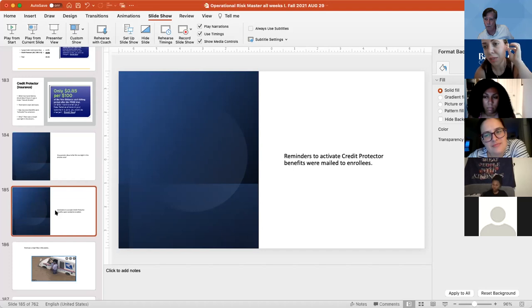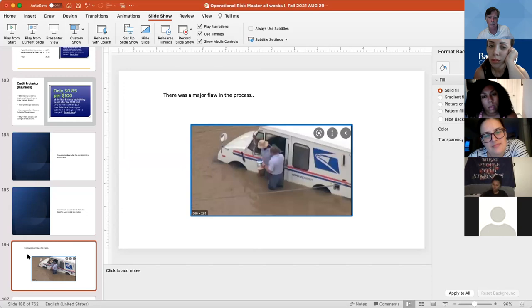So you can make a claim in most cases for at least a year, sometimes even over a year. And that's by insurance regulations. It would depend on your kind of insurance. But anyway, you guessed it. There was a major flaw in the process.